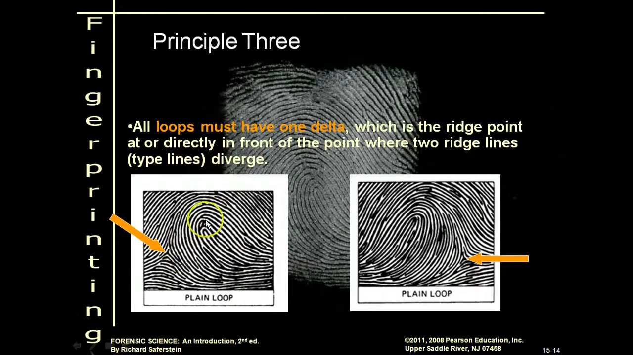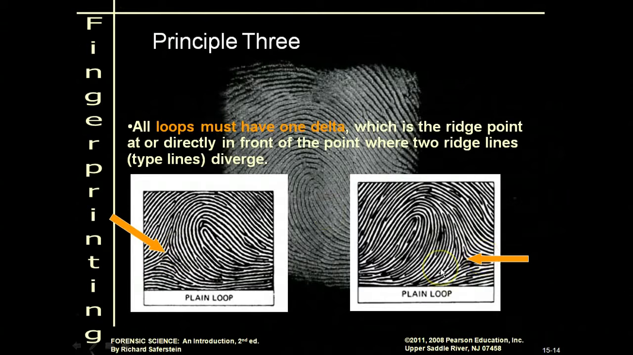Like on our loop, let's see, where did my cursor go? On our loop right here, looking at the left-hand side picture, you see the loop that starts on the right-hand side, swirls around, and goes to the right-hand side. But do you see on the left-hand side where it goes to the left of the page and exits off the side? Where it is pointing with that line, that is called a delta, where two different type lines diverge. And so type lines are kind of boundary lines, and in the middle is the delta.